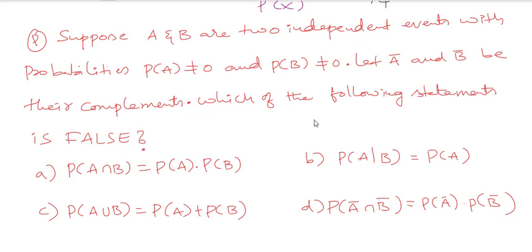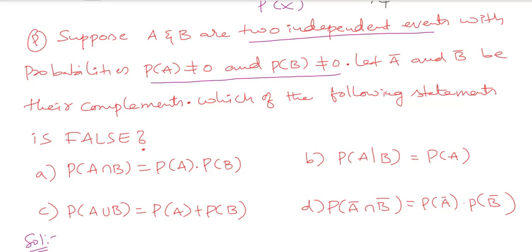Come on, try to solve this. Yeah. So in order to understand this, let me take this one. The question they had given is: suppose A and B are two independent events such that probability of A is not equal to 0 and probability of B is not equal to 0. Then which statement is false, they are asking. So which statement is false?